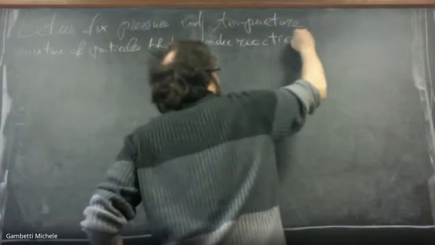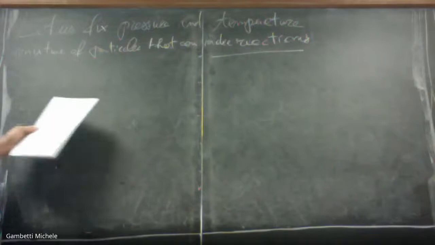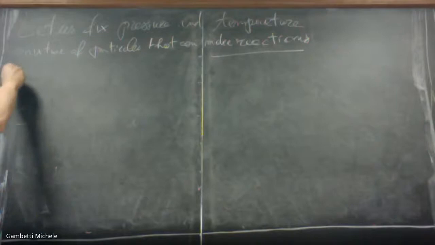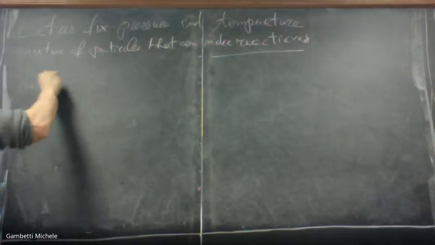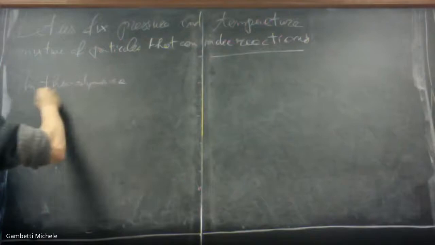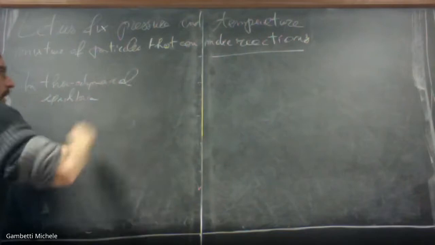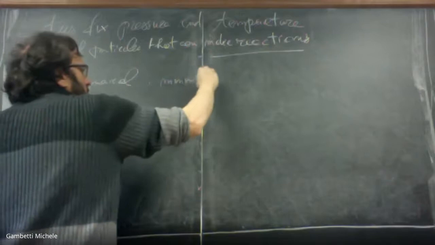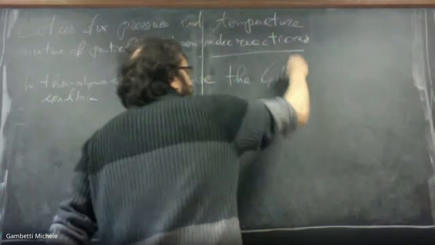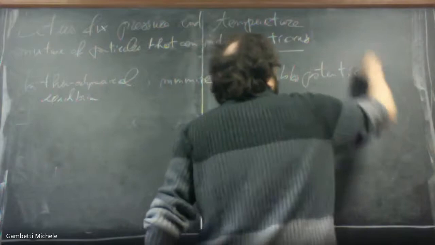Now, from the second principle of thermodynamics, I know that in the thermodynamical equilibrium, which is in this case basically provided by the chemical equilibrium, but let's be more general. So in thermodynamical equilibrium, in a situation in which I fix the pressure and I fix the temperature, what is obtained is a minimization, or you have to minimize what is called the Gibbs potential. Okay. Now, what is the Gibbs potential?